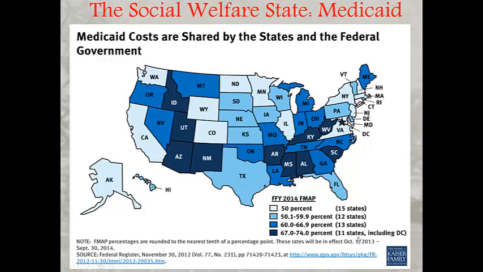And what's also interesting is that state to state, there's a different amount. So this tells you about what percentage of the total Medicaid cost is paid for by the federal government versus by the state. So wealthy states, like California, are paying more than half of their own Medicaid costs.